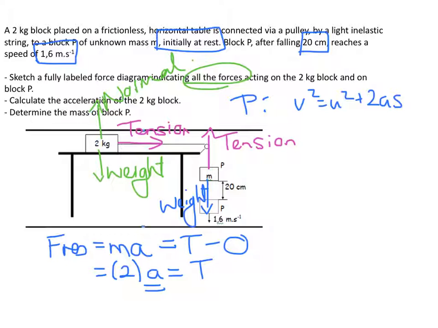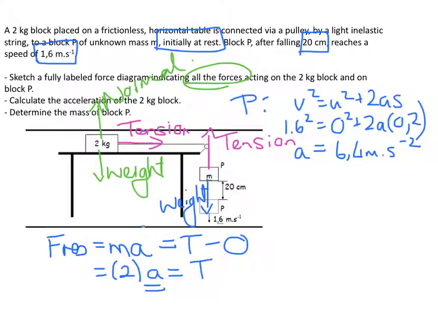So v squared, the final velocity, is going to be 1,6 squared. The initial velocity is 0 squared, 2 times an acceleration that I don't know, and then I need to change this 20 centimeters into meters, so it's 0,2 meters. When I rearrange that, my acceleration comes out to be equal to 6,4 meters per second squared downwards. That's the resultant force on block P.